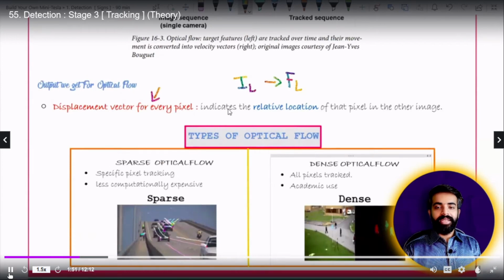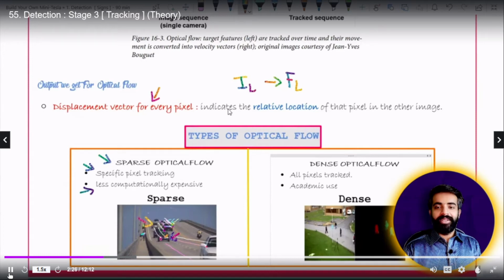First is the sparse optical flow, and second is the dense optical flow. Starting with the first, sparse optical flow, this is tracking only specific pixels in the whole frame. And because we are tracking only specific pixels, this is less computationally expensive. An example of the sparse optical flow can be seen right here, where we are trying to track the whole object or the vehicles by tracking only the specific points on those vehicles. And as you can see, these vehicles' movement can be tracked by only tracking these specific points, which are shown in these colorful trails, leaving behind the vehicle.